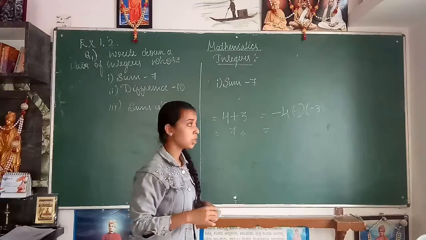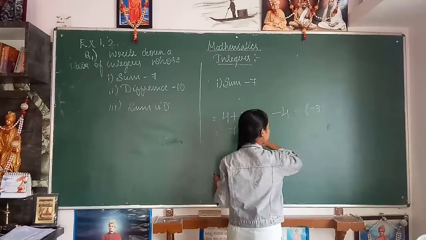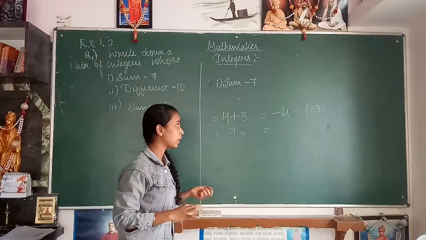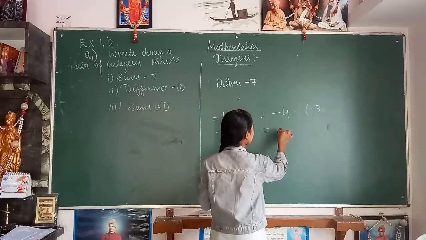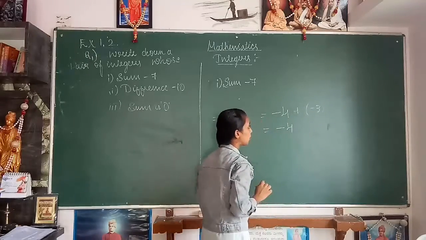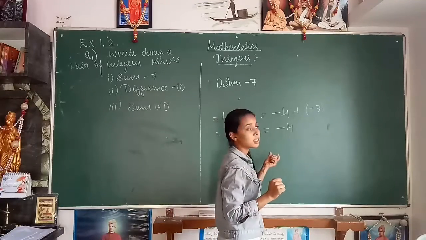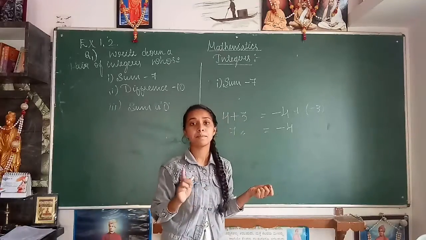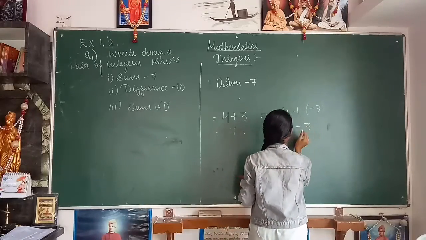So what do we do? We do the sum of both numbers, right? So we can write the sum of both numbers: minus 4 plus of minus 3 will be there. So what can we do? Plus into minus is minus. So we can write minus 3.